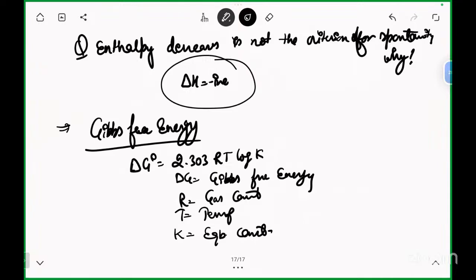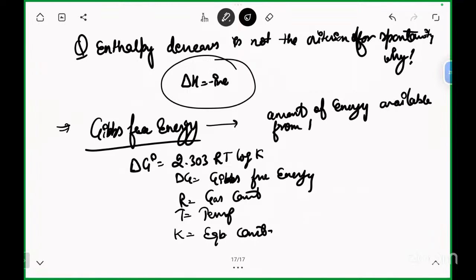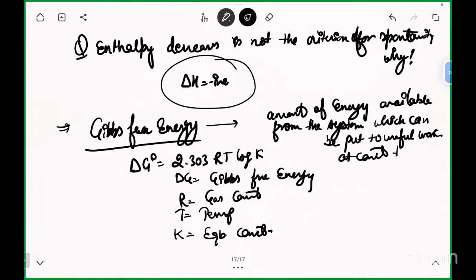If someone asks what Gibbs energy is, it is the amount of energy which is available from the system and which can be put to useful work at constant temperature and pressure. So this is the condition. At constant temperature and pressure, the amount of energy available from the system can be converted into useful work.